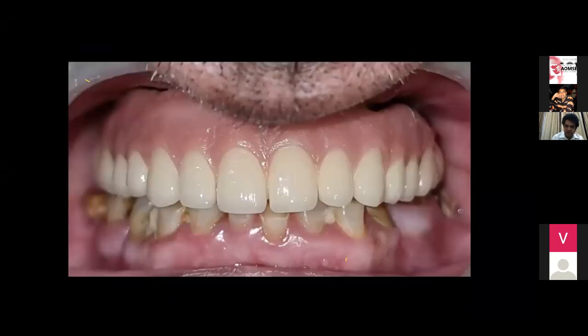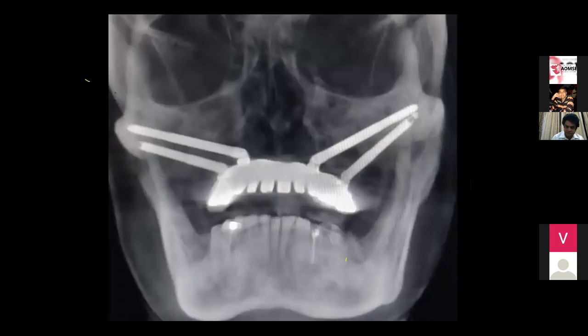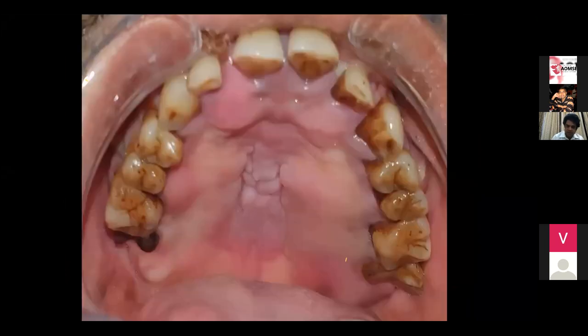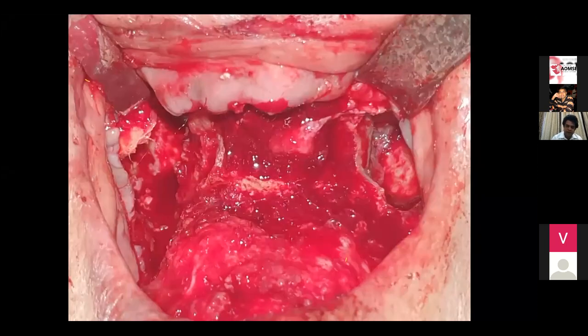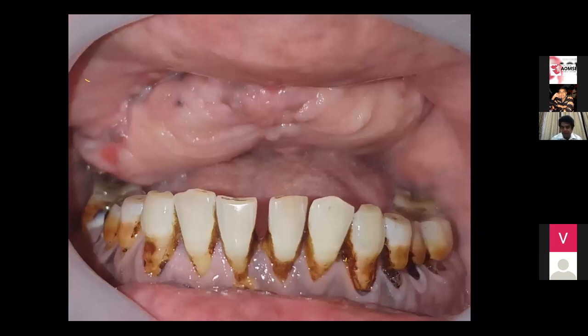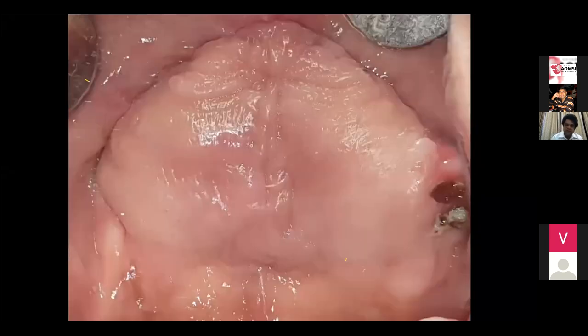This is his final prosthesis and this is his OPG. This was another same type of case. You can see entire mucosa, entire maxilla is necrosed, buccal and everything was mobile. So we removed the entire maxilla, but fortunately pterygoids were preserved. So this is after healing.